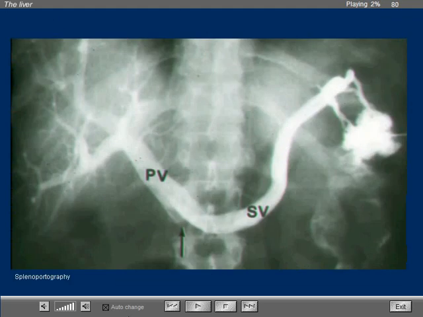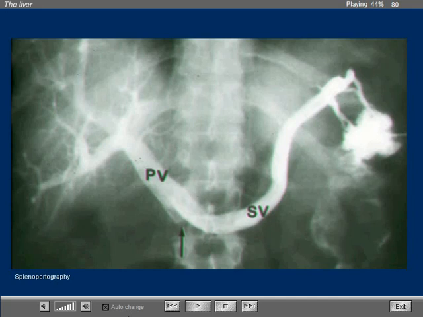Another old technique which was popular was the direct opacification of the portal system by injecting contrast into the spleen. And this was the first attempt to image the portal system. This is called splenoportography. Note the opacification of the splenic vein and of the portal vein, and note that unopacified blood reaches the portal vein and represents, where the arrow is indicated, the termination of the superior mesenteric vein. This was a normal study.